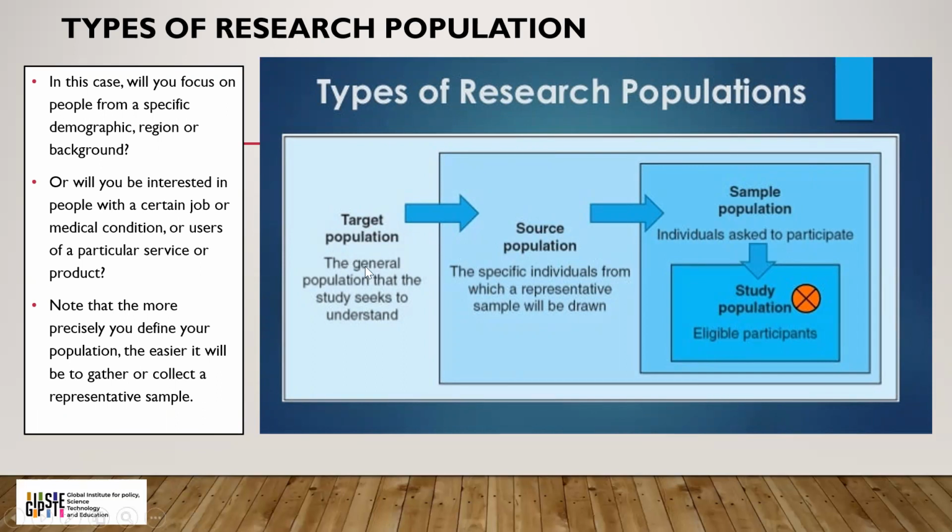The target population, that is the general population that the study seeks to understand, then the source population, that is the specific individuals from which a representative sample will be drawn. Then the third point is the sample population, that is individuals asked to participate in the sample, those that you actually reach to get the data. Sometimes also known as the eligible participants, that's the study population. Very, very important.